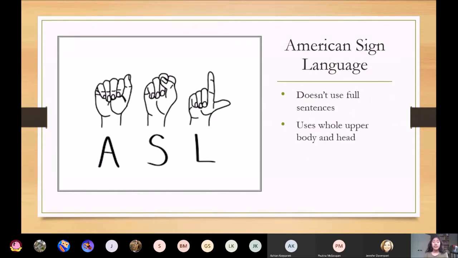In American Sign Language, we don't use full sentences. For example, in spoken language we say, "Hello, my name is Remy." However, in sign language we sign, "Hello, my name Remy." We use our whole upper body, head, and facial expressions to set the mood and tone, because in spoken language, our voice and face expressions show our mood, but since we don't use our voice in sign language, we use our body movement and our head to show if we're angry, sad, happy, stuff like that.